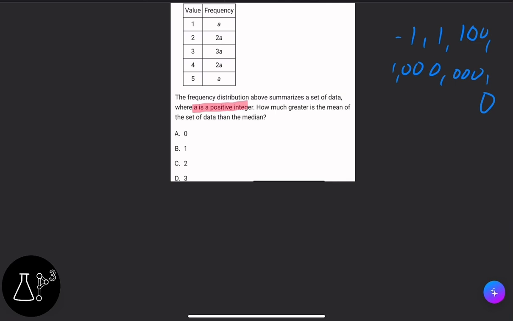So because A can be any positive integer, let's say A equals 1. Makes our life easier. A equals 1. So they're asking us for the mean and the median. So what are we given? Remember, mean equals the average. So mean or average equals the total value, the sum of all values combined, divided by the total numbers used.